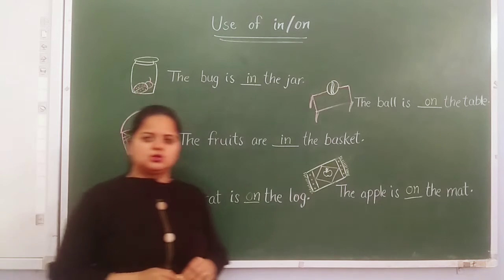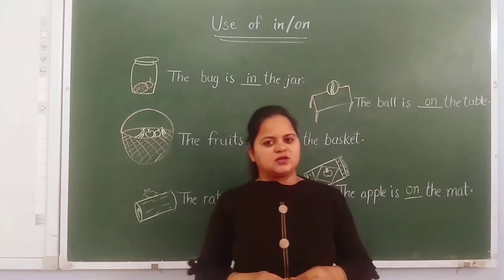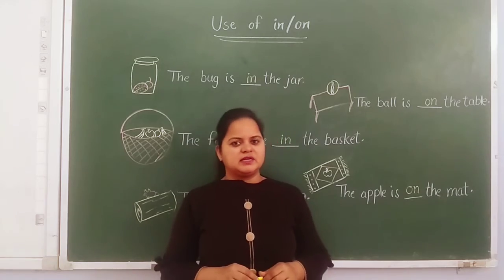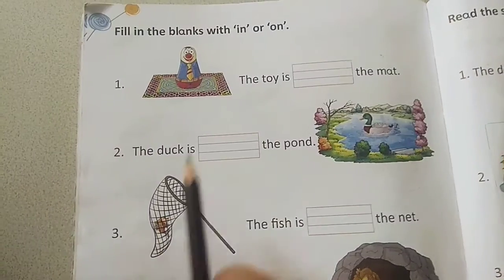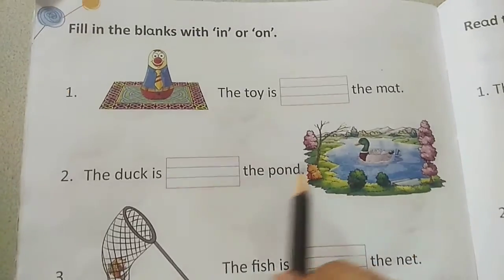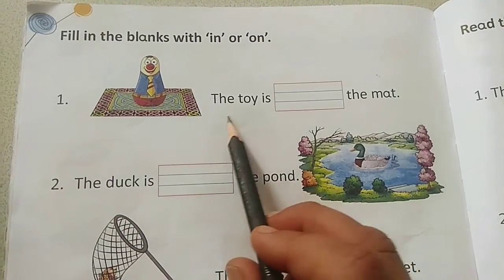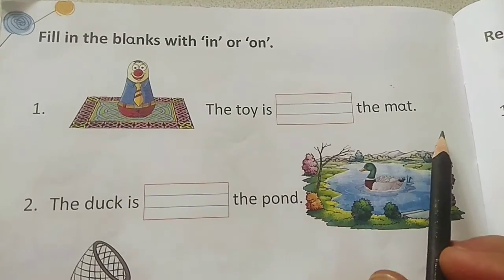So now we will do it with help of books. So bring out your books again and open page number 126. Fill in the blanks with in or on. So here the first sentence is the toy is dash the mat. The toy is dash the mat.